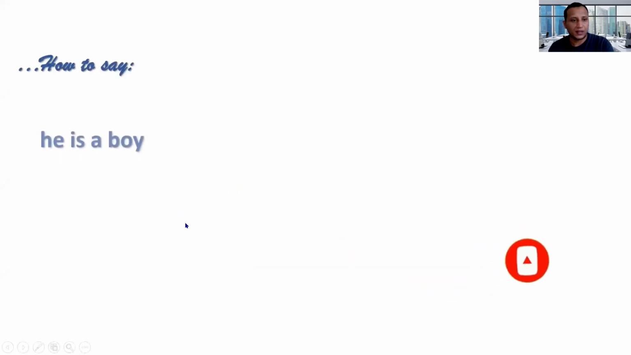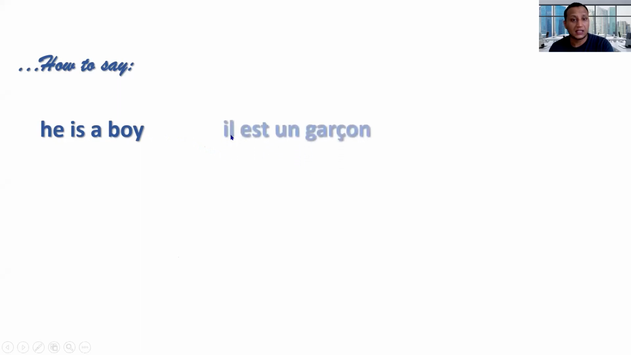How to say he is a boy. He is a boy. Okay, he is. Correct. Il est un garçon. We studied the auxiliary verb to be, guys, with he is, il est. And we studied before these phrases, a boy, un garçon, هو صبي.